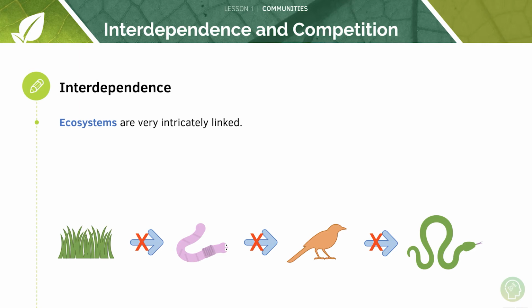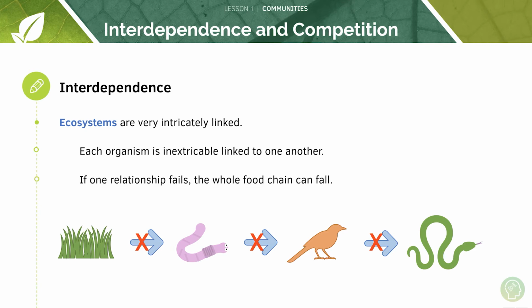Now, this concept of interdependence: ecosystems are very intricately linked, and each organism is inextricably linked to one another. That means that they're interdependent on each other. So if one relationship fails, the whole food chain can fail. For example, if there isn't enough grass for worms in this little diagram at the bottom, then the worms won't be able to reproduce, meaning that there's then less worms for the birds to eat and fewer birds for the snakes to eat.